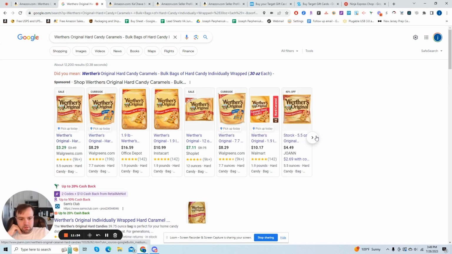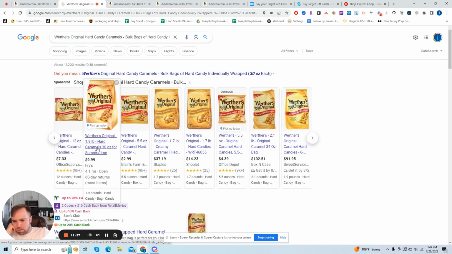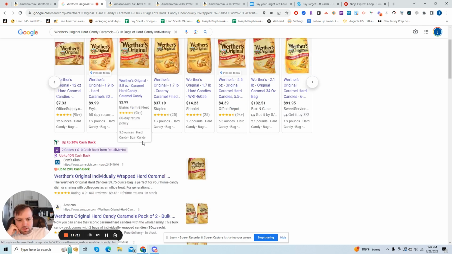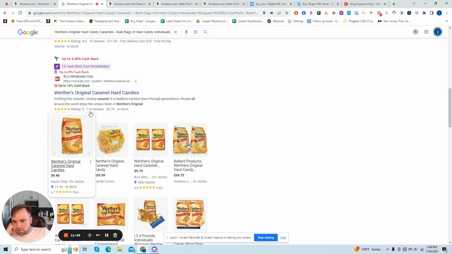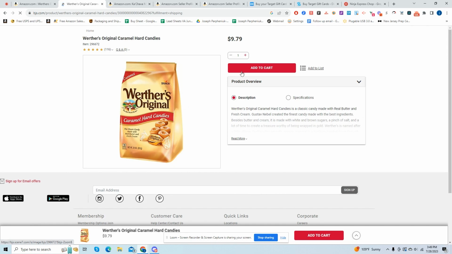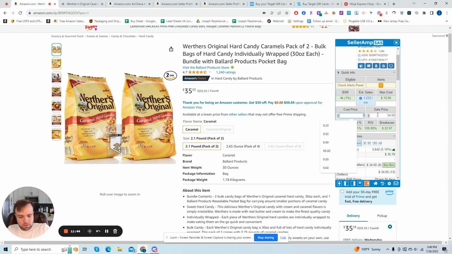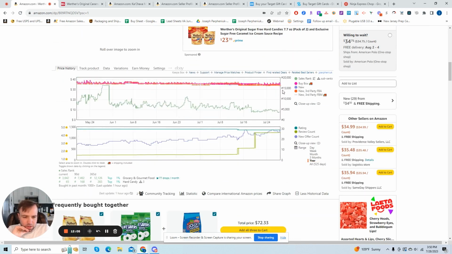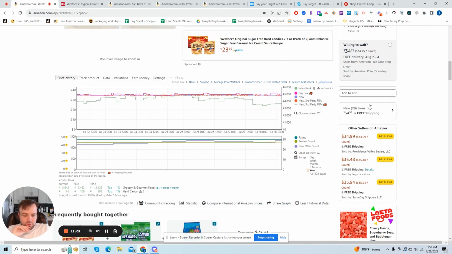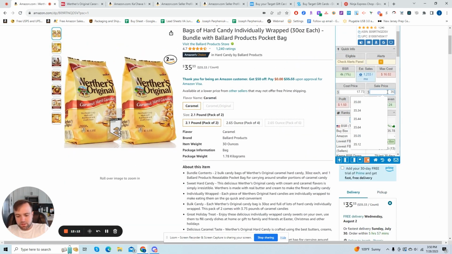$10.99. Looks like if you did a little RA, it's $9.99 at Fry's. BJ's has it for $9.79, which does get us down a little bit. Taking out the prep fee again, just so you guys know that. Let's see the current buy box. It might be a little higher than that. Yeah, it looks like you can sell it for $35.79, which is significantly higher.